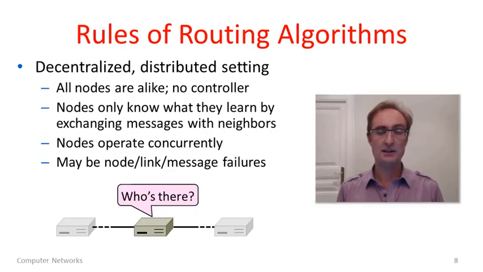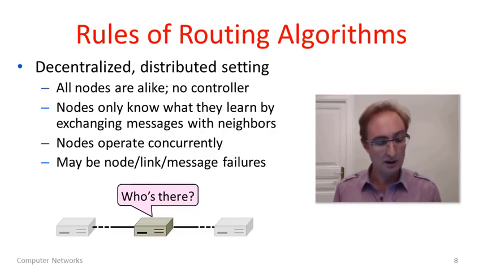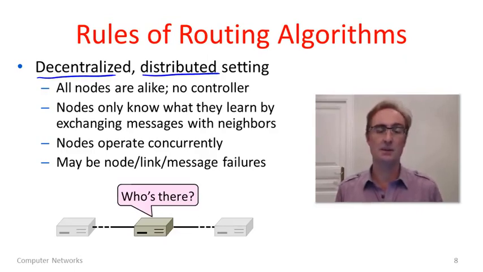Okay, and here is the setting for some of these routing algorithms. This is really what makes a routing algorithm interesting. Routing is really not like looking at a map and trying to work out which way to go, because the routing algorithm must operate in a decentralized and distributed setting. This is actually what makes routing both difficult and somewhat interesting intellectually.